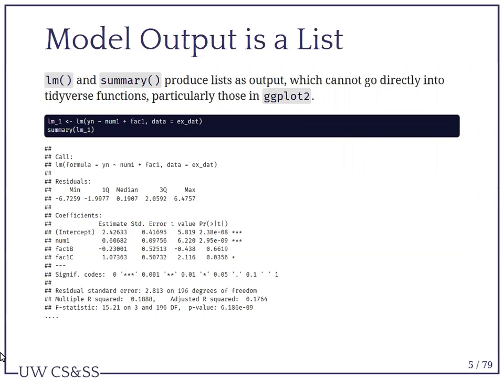Typically, what we'll see is model output as a list. So if we use lm and summary, it produces a list as output, which cannot go directly into tidyverse functions, particularly those in ggplot2. So I've created some data here, and I run a linear regression model, and our summary will look something like this. And this object is a list.